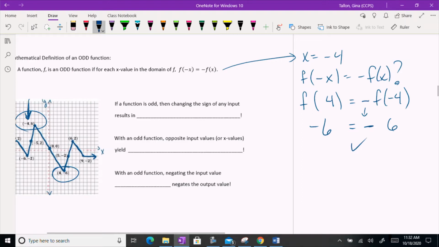So I'm going to pick another x point. This time, instead of picking a negative x value, I'm going to pick a positive x value, which I probably should have done to begin with. Let's try 9, -2.